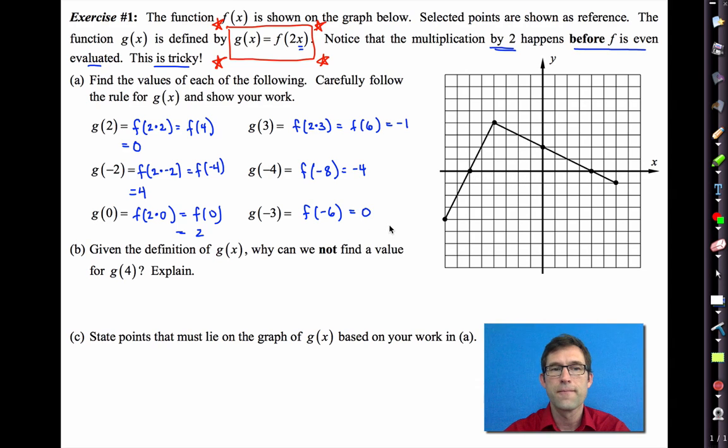Now letter B is pretty important. It says given the definition for g of x, the one that I've got in a box with stars by it, why can we not find the value for g of 4? Explain. Well, pause the video now and see if you can figure this out.